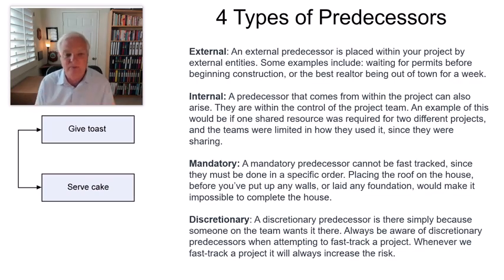The next one is going to be a mandatory predecessor. A mandatory predecessor cannot be fast-tracked since they must be done in a specific order. Placing the roof on the house before you've put up any walls or laid any foundation would make it impossible to complete the house. There are certain things that must be done at certain points in time. Those are called mandatory. And then the final piece is called discretionary.